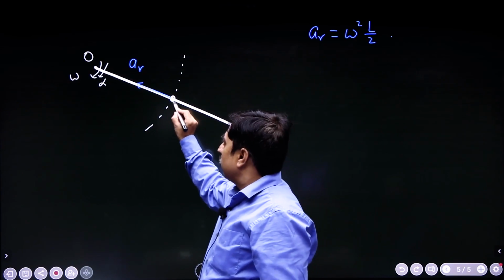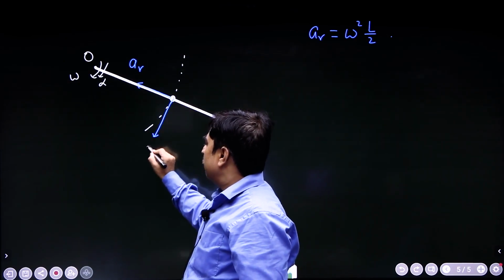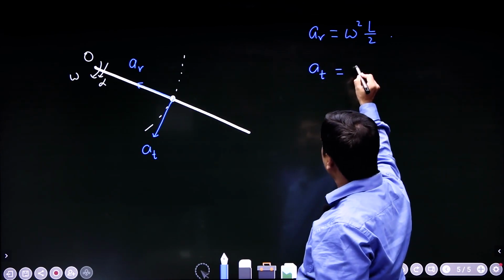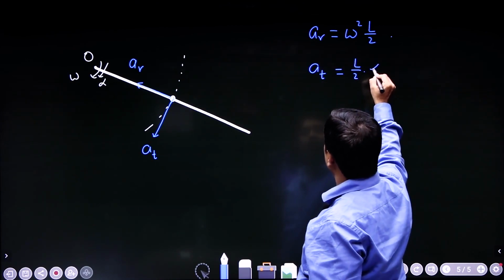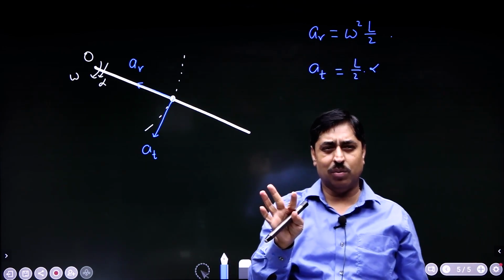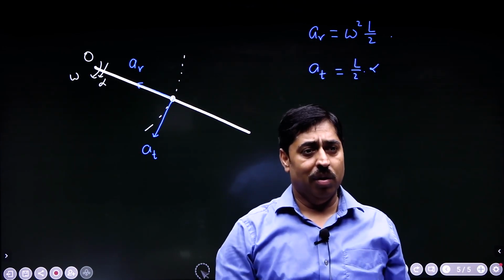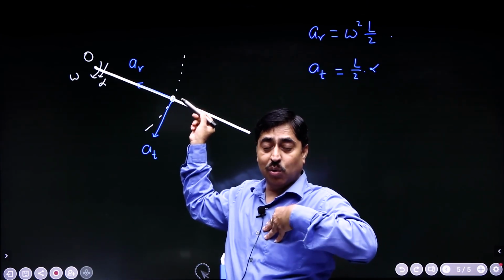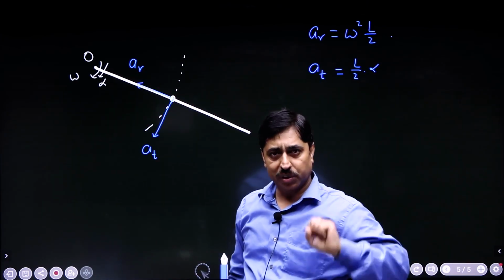Now, center of mass is also having a tangential acceleration. Tangential acceleration, how much is that? That is r alpha. R is L by 2 into alpha. I know alpha, I know omega, so I know these two numbers. I am not doing any more calculations. You can do it on your own. So, center of mass has got two components of acceleration which are known to us, radial and tangential.